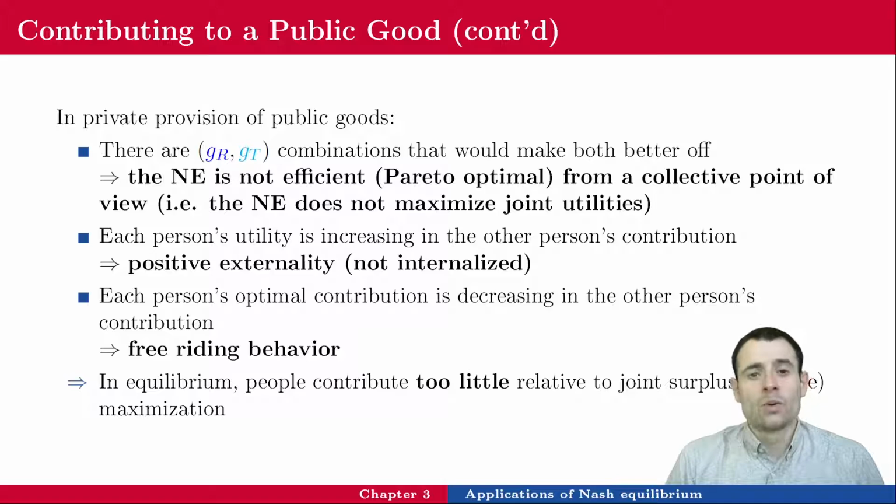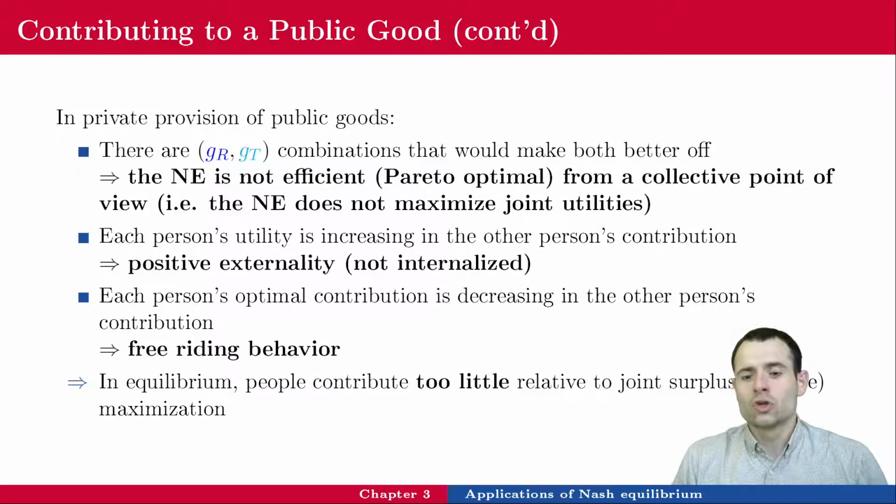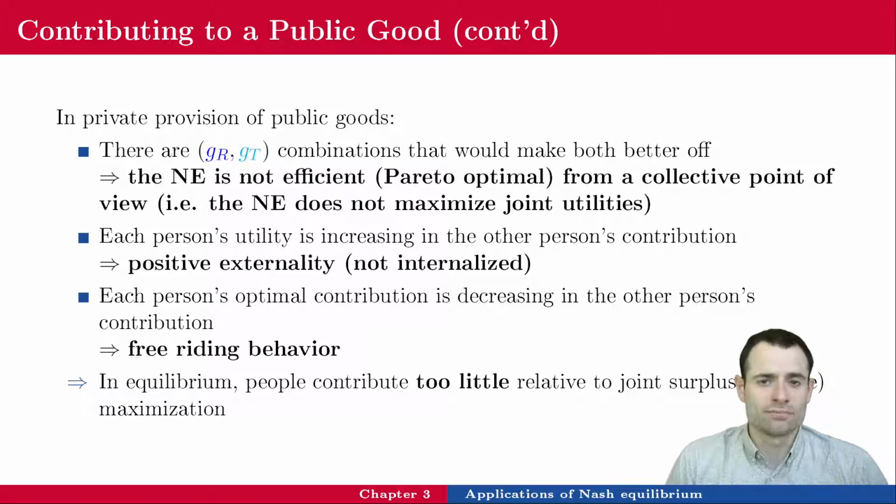At the end of the day, in equilibrium, and here I mean the Nash equilibrium, people contribute too little relative to the joint surplus maximization. So, individual contribution rule is just not the best rule. Another rule could be, let's maximize our utilities together. We'll find the Samuelson rule, 8.25 for G star, and then we'll figure out how we split the costs. But that will be efficient.